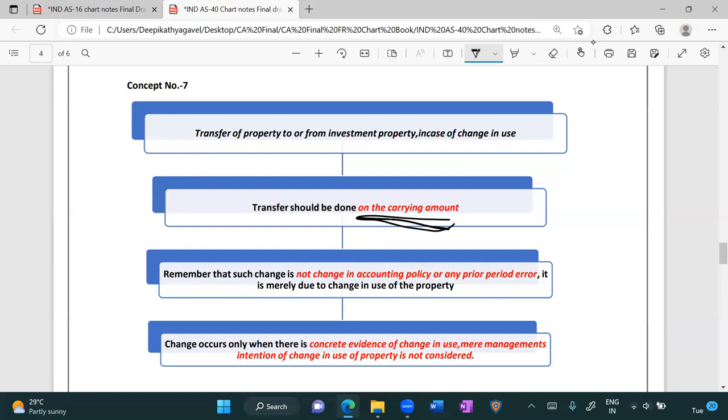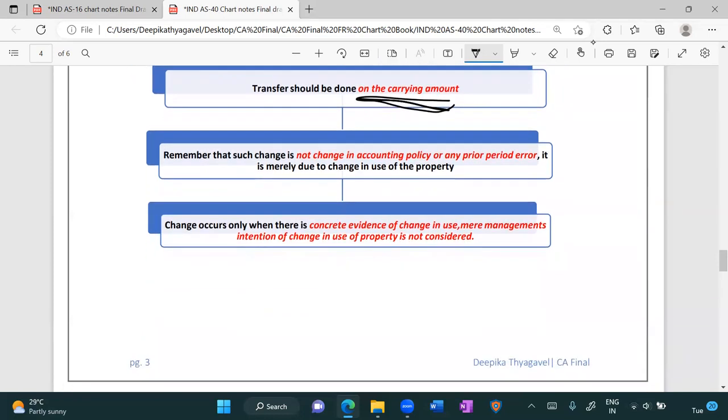Now it is being given on rental to others, right? It is being used as an investment property, so we are applying Ind AS 40. So such change will not be considered as a prior period item, right? It will not be considered as a change in policy. It is basically a change due to change in use of the asset.